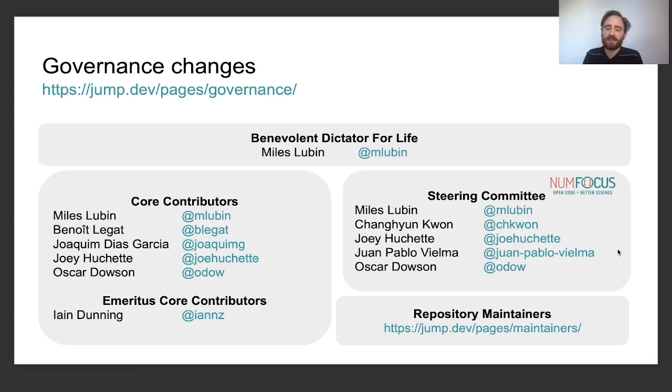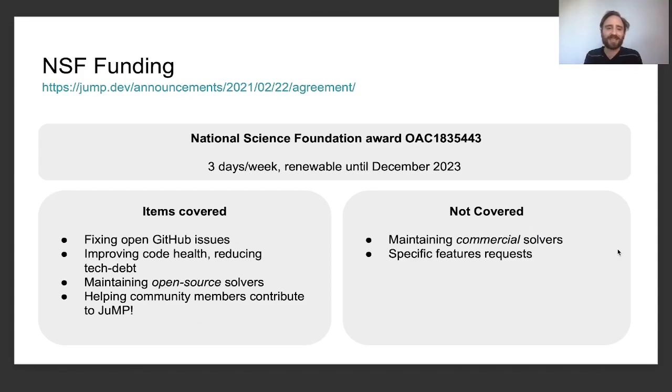And I bring up funding because we are very excited to announce that we have some funding from the National Science Foundation to work on the maintenance and support of JuMP in the long term. At the moment, this funds me to work on JuMP for 3 days a week, and it's renewable until the end of 2023. So what are we going to use this funding for?